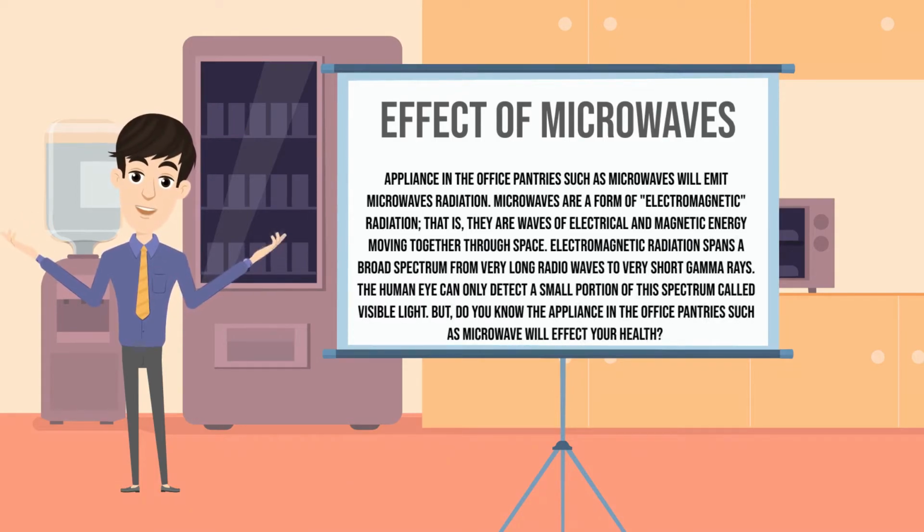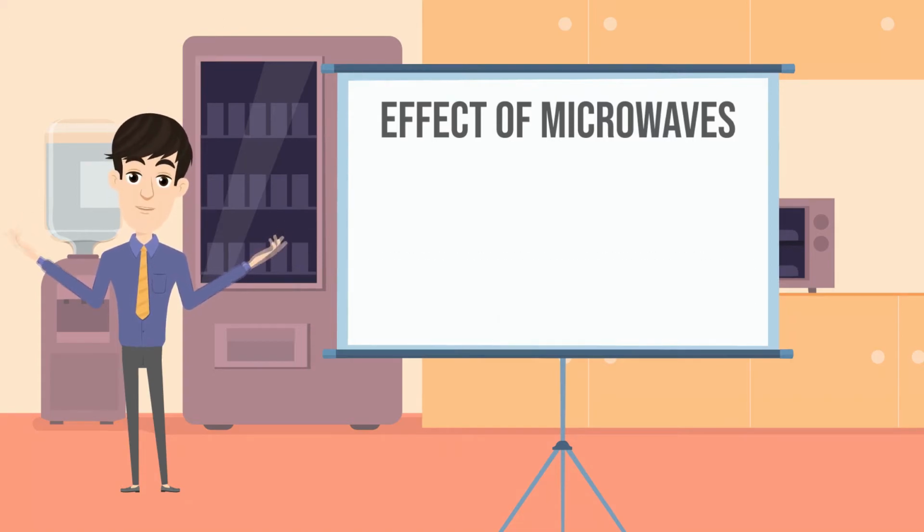Microwaves are a form of electromagnetic radiation, that is, they are waves of electrical and magnetic energy moving together through space. Electromagnetic radiation spans a broad spectrum from a very long radio wave to a very short gamma ray. The human eyes can only detect a small portion of this spectrum called visible light. But do you know the appliances in the office pantries, such as the microwave, will affect your health?